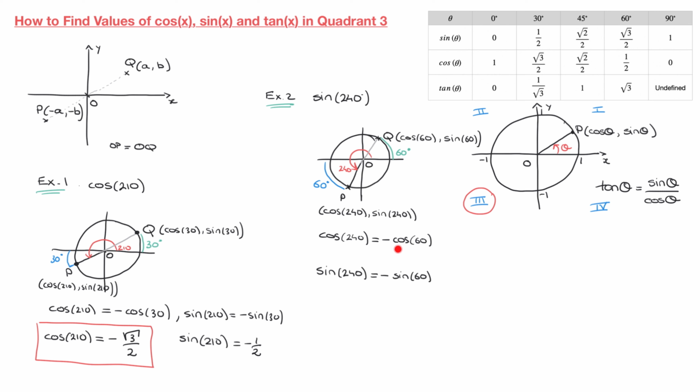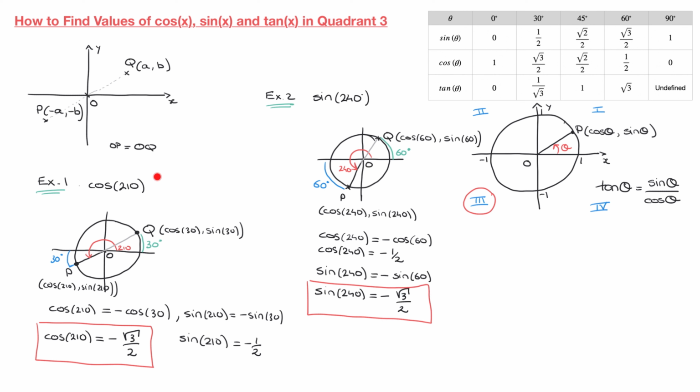And now both cosine of 60 and sine of 60 are well-known values. Indeed, we have them in our table right here. And so the opposite of cosine of 60 will be the opposite of 1/2. So cosine of 240 is equal to negative 1 over 2. And sine of 60, well, that's equal to the square root of 3 over 2. And so sine of 240, well, that will be equal to the opposite of, or negative, the square root of 3 over 2. And that's the answer we needed to find.